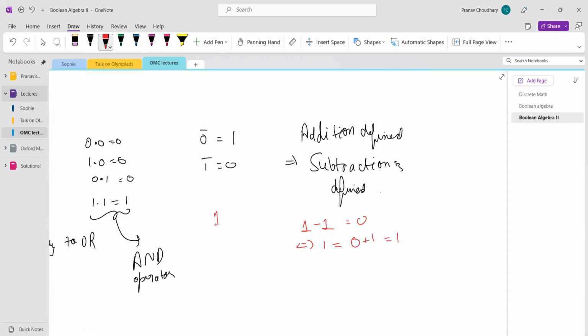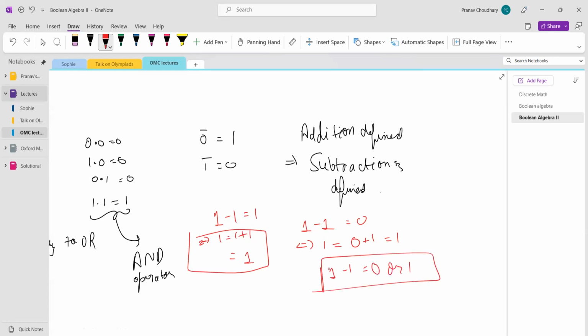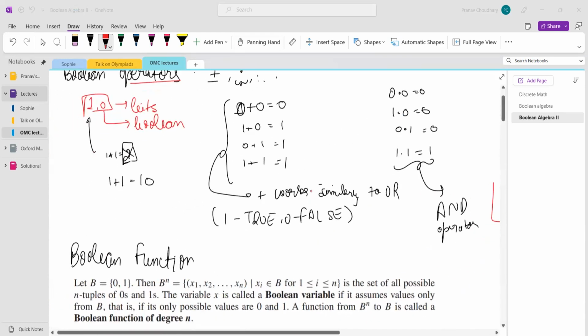But suppose we assume, what's wrong with 1 minus 1 equals 1? This is like 1 equals 1 plus 1. But by the way we are defining our addition, 1 plus 1 is just 1, right? So this should be true. So 1 minus 1 can be 0 or 1, both. So it is not a valid function. So in this case, subtraction is not defined. Does that make sense? Yes. Okay. So yeah, these are the basic Boolean operators.